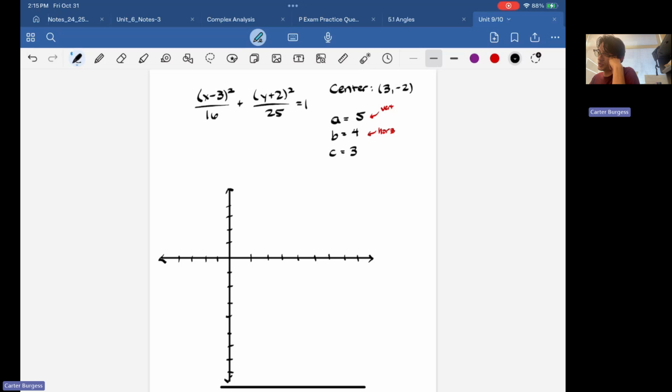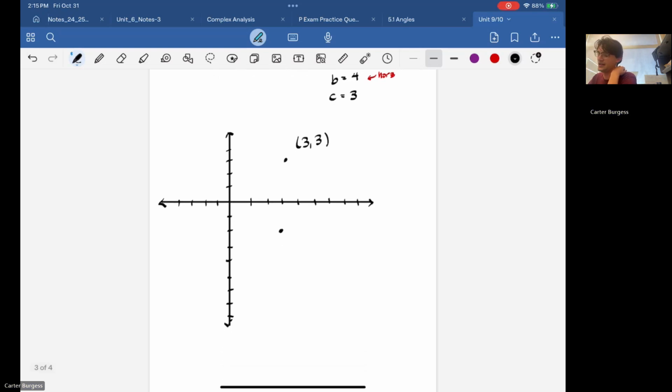All right, we said center was 3, -2. So to the right by 3, down by 2. We said our vertical distance is corresponding to our A value. So we are going up by 5. 1, 2, 3, 4, 5. Up to this point here, which would be 3, 3. And then down 5. 1, 2, 3, 4, 5 to 3, -7. As our vertices.